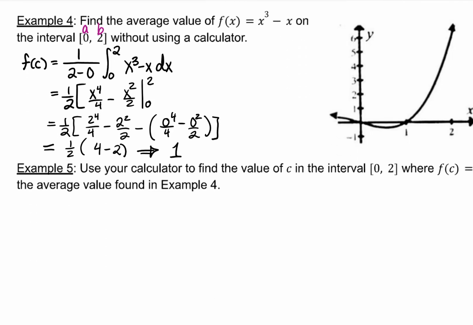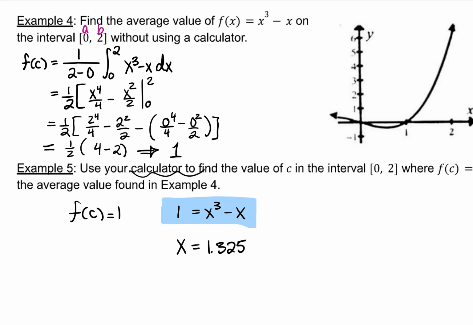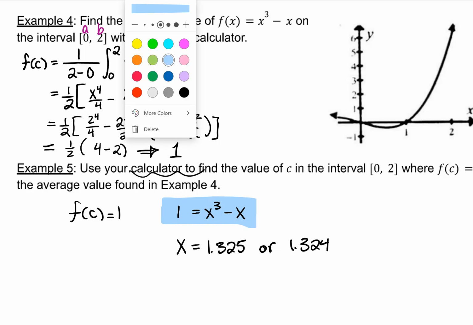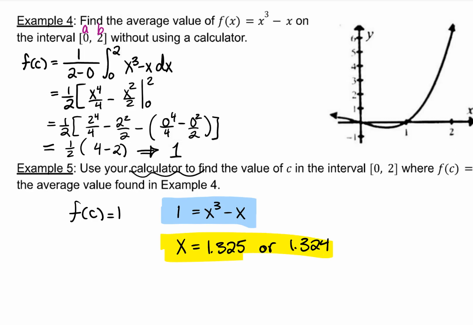Use your calculator to find the value of c in the interval 0 to 2, where f of c is equal to the average value found in example 4. So f of c is equal to 1. So we're looking for where our function f of x is equal to x cubed minus x. They said you could use a calculator. So our value for c, when you solve, x is equal to 1.325 or 1.324. There may be other x values, other solutions, but remember we're looking for the solution on 0 to 2. So I just had the calculator guess for the solution that was closest to the number 1, and then you should get the correct value for c.